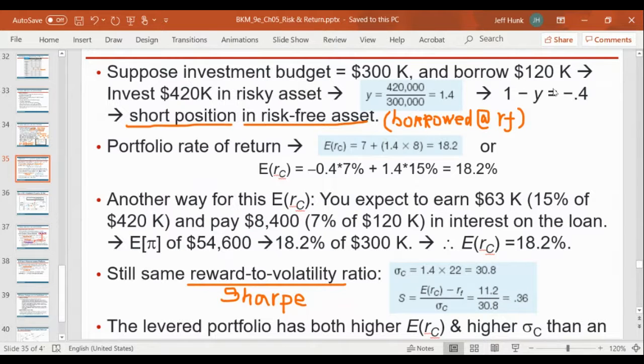But how do you borrow? You might think, go to the bank and borrow. No, actually, if this is a corporation or asset management or wealth management firm, you borrow by selling bonds, right?